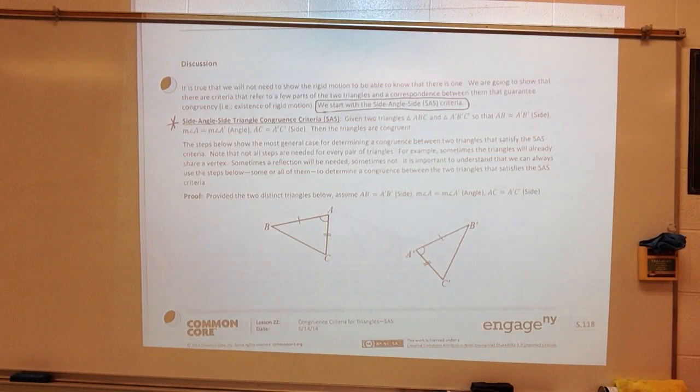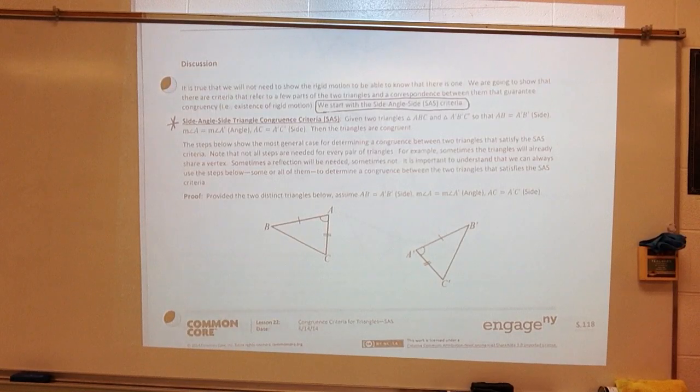The steps below show the most general case for determining a congruence between two triangles that satisfy the SAS criteria. Note that not all steps are needed for every pair of triangles. For example, sometimes the triangles will already share a vertex. Sometimes a reflection will be needed. Sometimes not. It is important to understand that we can always use the steps below, some or all of them, to determine a congruence between the two triangles that satisfy the SAS criteria.